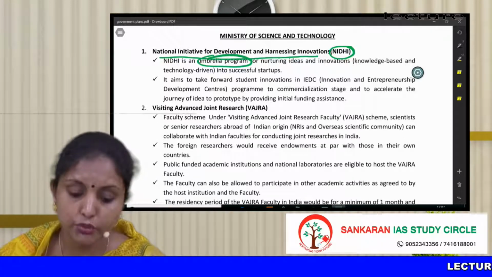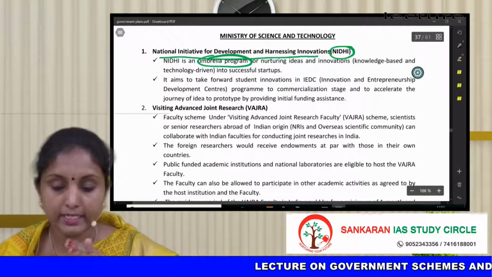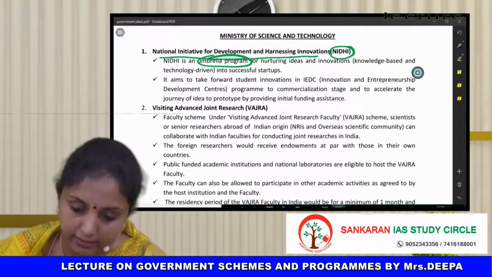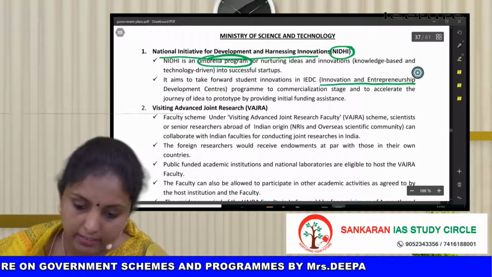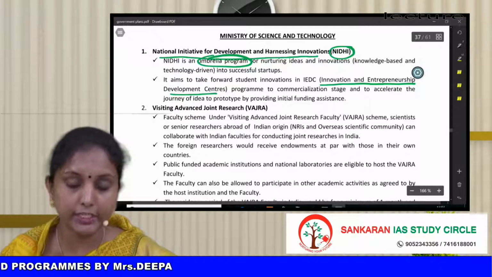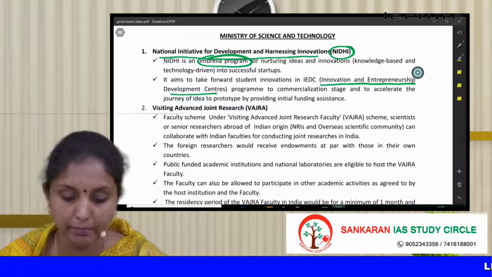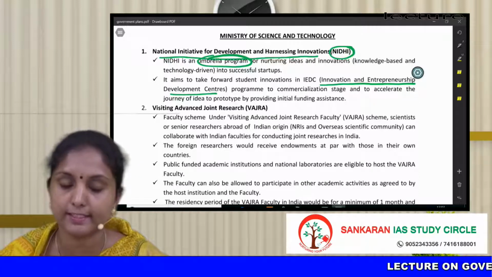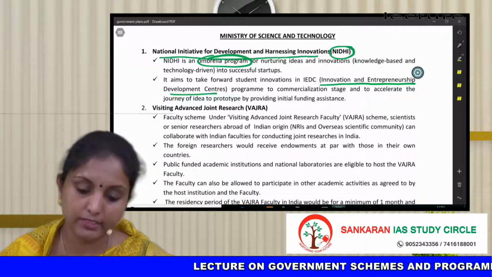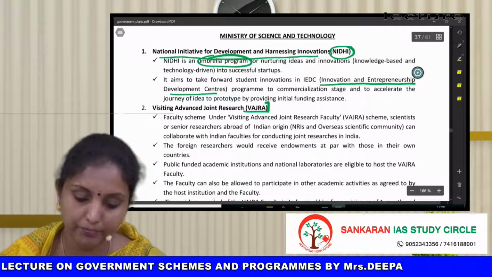It aims to take forward student innovations in IEDC, that is Innovation and Entrepreneurship Development Centers, to the commercialization stage and to accelerate the journey of idea to prototype by providing initial funding assistance. This is about Nidhi. The next scheme under the Ministry of Science and Technology is Vajra.